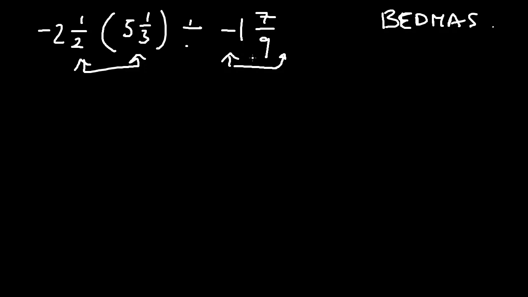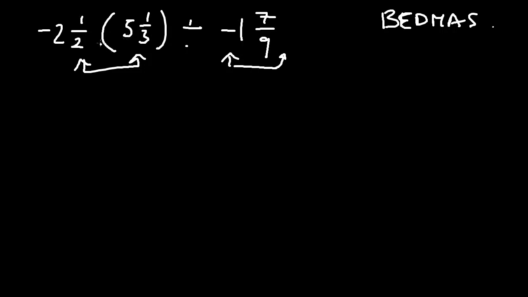So that means we have a multiplication here and division here. They have equal priority, but we have to perform them from left to right. So that means we have to perform this first and then perform this. So let's go ahead and multiply this by this.